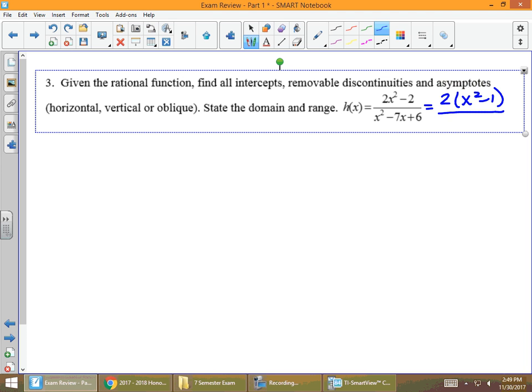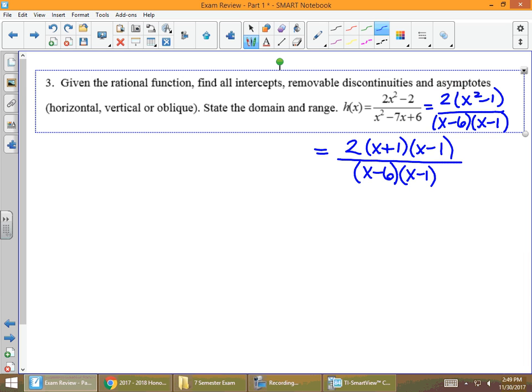On the bottom, two numbers that multiply to 6 and add to -7 are x minus 6 and x minus 1. I'm going to keep going with factoring there, get that difference of squares factored down. So I can do most of this without a calculator. You are not required to do that on the exam, but I just want to show you how fast you can be here.